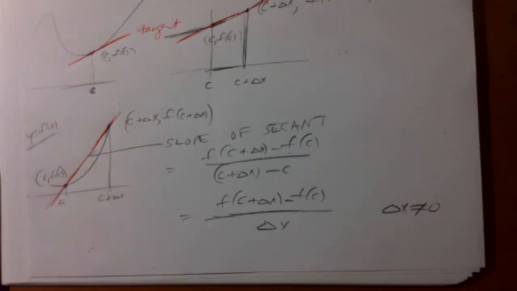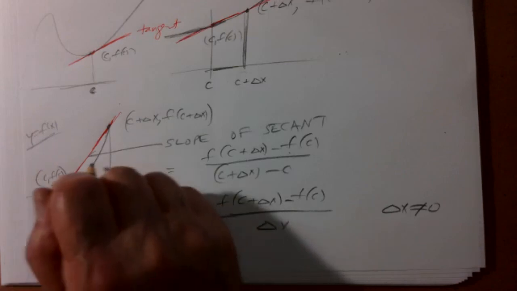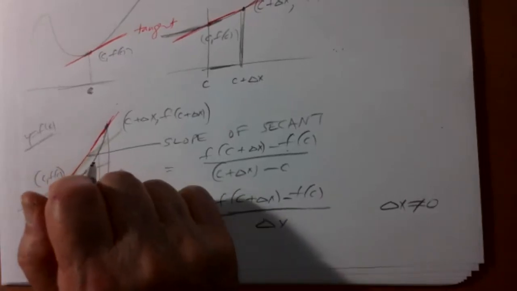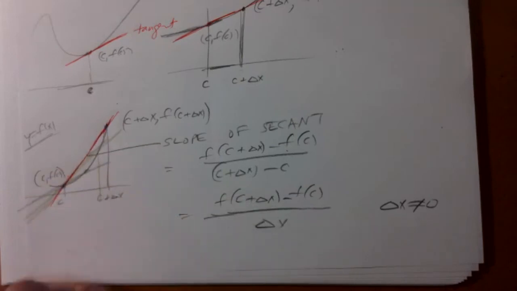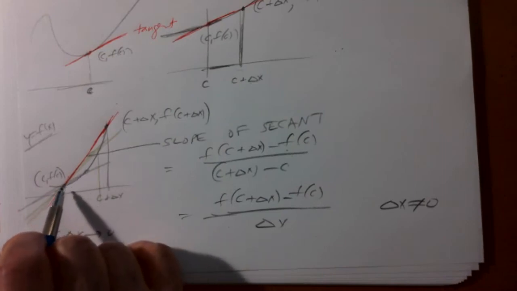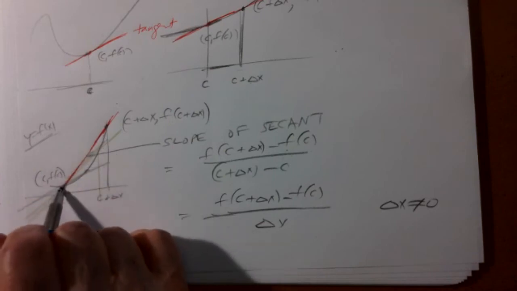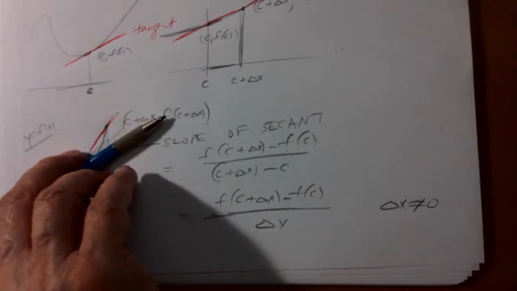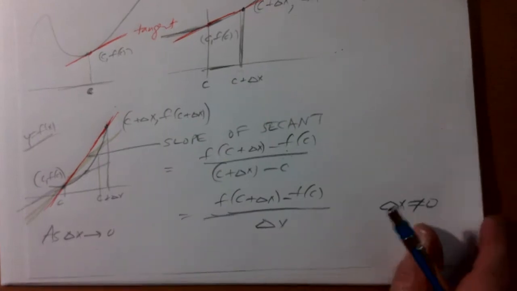Now, if we took a smaller value of delta x, we get another secant line. And if we took an even smaller value of delta x, we get another secant line. And as you take delta x going to zero, you're taking the secant lines between points on the curve, this point is fixed and the other point is getting closer and closer. It may happen that these secant lines geometrically approach a limit, and that limit is called the tangent line.